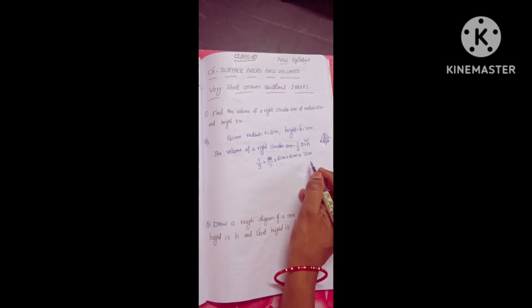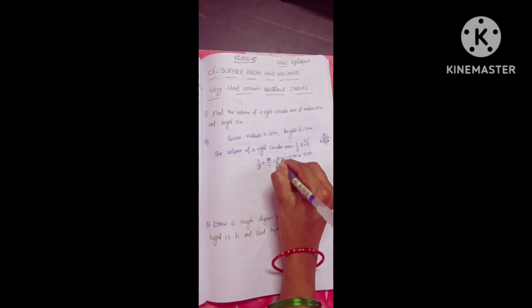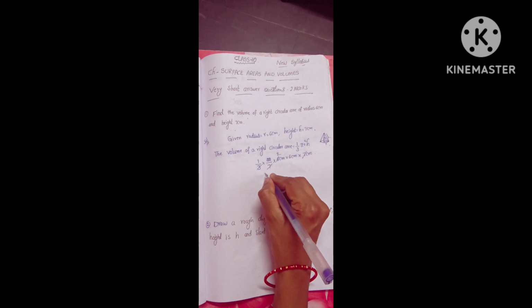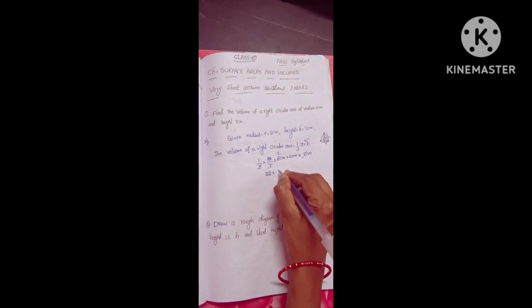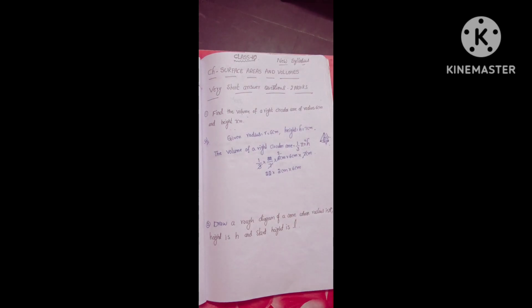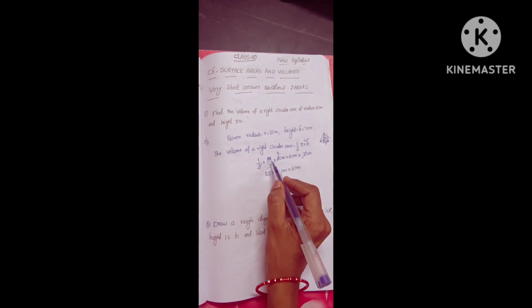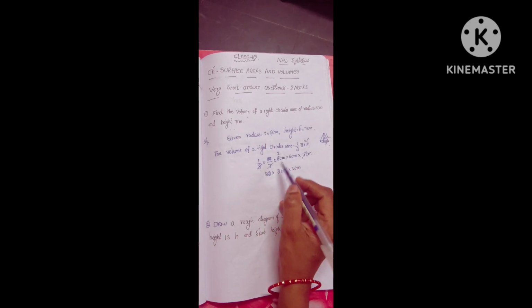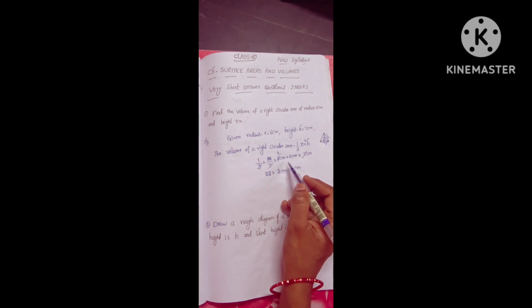I substitute the values here. See here, 3 into 6, 2 times, and 7 cancel. So what are the remaining values you have here? 22, 2 centimeters and 6 centimeters. These three values you have here. Clear? Then you can multiply. Once again, check it: 1 by 3 into 22 by 7 into r square, meaning 6 centimeters into 6 centimeters into 7 centimeters. And 3 into 6, 2 times, and 7 cancel. Remaining you have 22 into 2 into 6 centimeters.